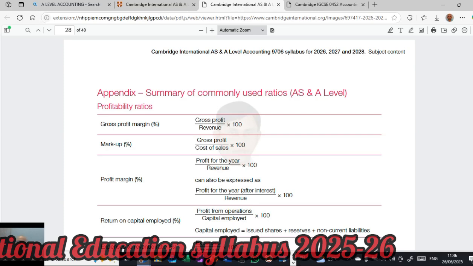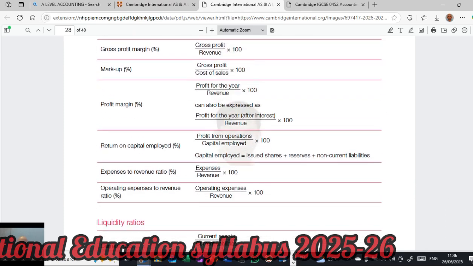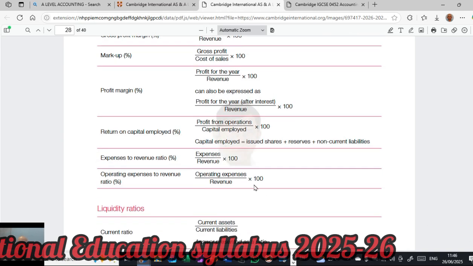Appendix: summary of commonly used ratios, AS and AL. Profitability ratios: gross profit margin, gross profit upon revenue into 100; markup ratio, markup percentage, gross profit upon cost of sales into 100; profit margin, profit for the year upon revenue into 100. Return on capital employed, revenue from operations over capital employed into 100. Capital employed is equal to issued shares plus reserves plus non-current liabilities. Then expenses to revenue ratio, expenses upon revenue into 100, and operating expenses to revenue ratio, operating expenses upon revenue into 100.